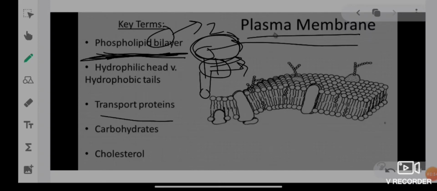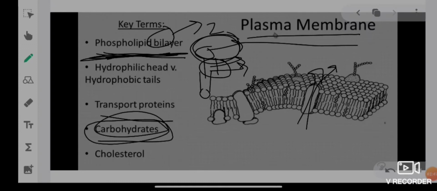Now we saw that it is impermeable to ions, channels, and proteins. So we will need transport proteins, which act as active transport or passive transport. Active transport requires ATP, and passive transport does not require ATP at all. So we can say transport proteins help in the transport of substances across the plasma membrane. Next we come to the carbohydrates.